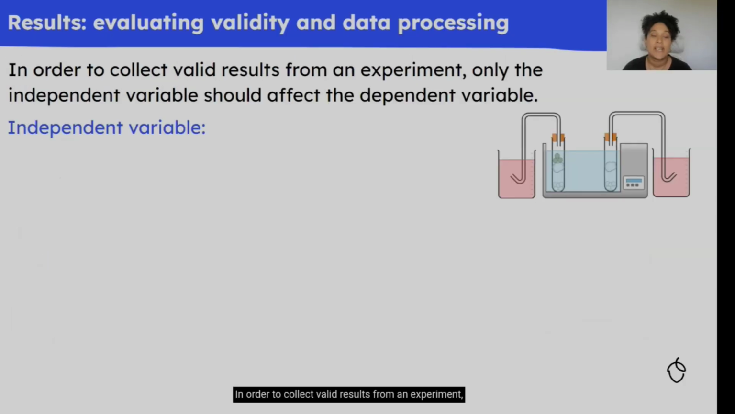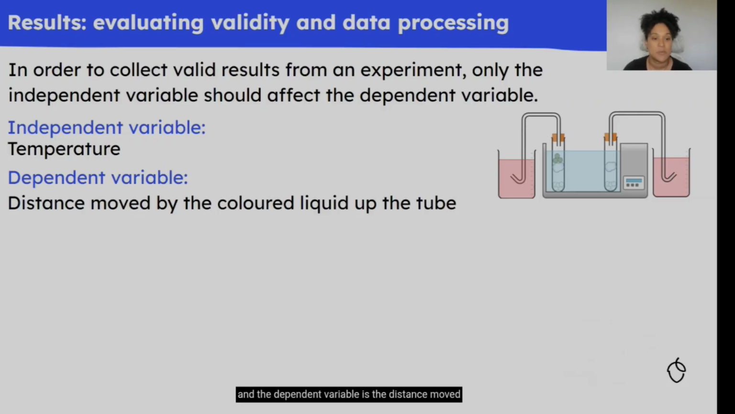In order to collect valid results from an experiment, only the independent variable should affect the dependent variable. A recap of what the variables are for this practical. Our independent variable is temperature, and the dependent variable is the distance moved by the coloured liquid at the top. So what this first sentence on the slide means is that for the results of this practical to be valid, only the temperature should be affecting the distance moved by the coloured liquid up the tube.